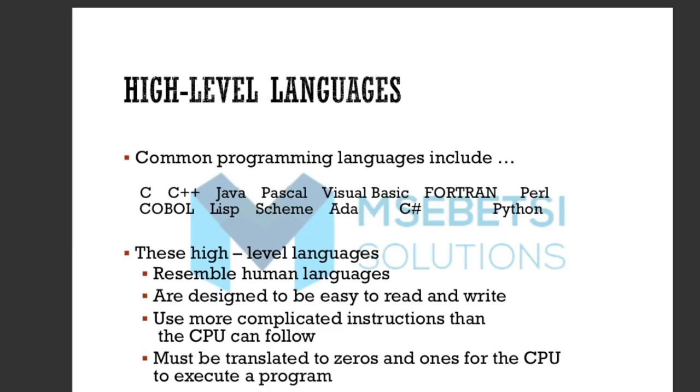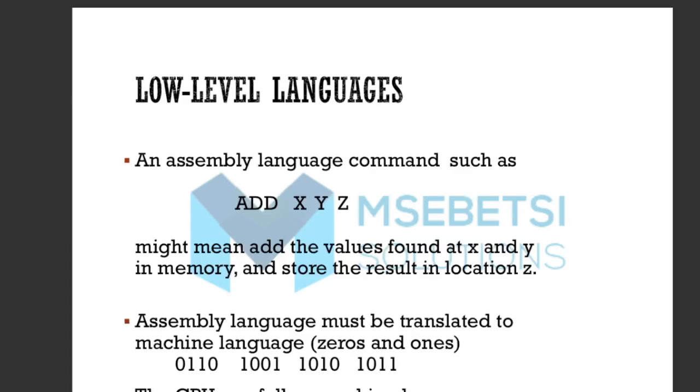And then we move on to low-level languages. An assembly language like add X, Y, Z is simple. It just means add X, Y, and Z, right? But the programming language needs to translate that into machine language. And add could mean 0110. It's not add. It's not going to be written in English. You see, I'll get into more detail as we go so that you can understand.